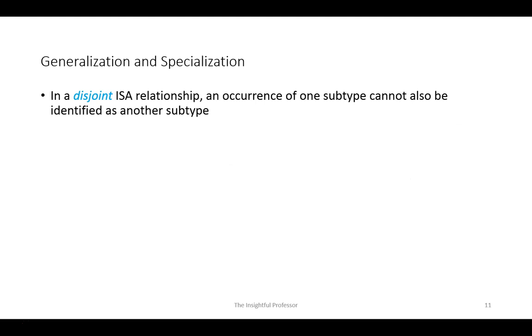As we look at generalization and specialization a little more closely, we can distinguish between what is called a disjoint is-a relationship and a non-disjoint. A disjoint is-a relationship has each occurrence of one subtype being identified only as that subtype. That is, if the vehicle is a car, it could not also be a truck. It could not also be a motorcycle. It must fall into one of those categories. We say that a car is not a motorcycle.